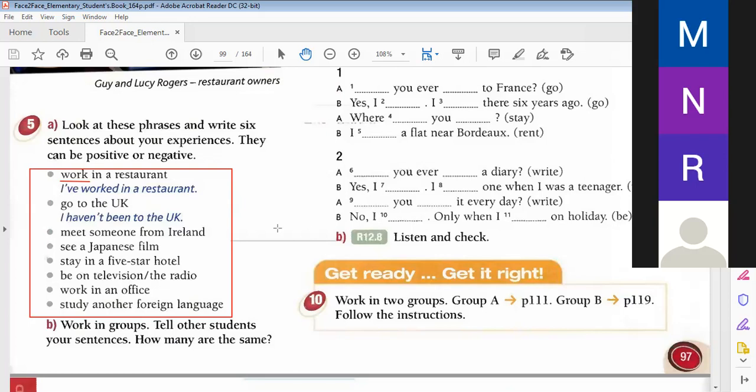I've never met someone from Ireland. I haven't seen a Japanese film. I have stayed in a 5-star hotel. Okay. I have worked in an office. That's good. All right, that's great. Do you want to add another one?